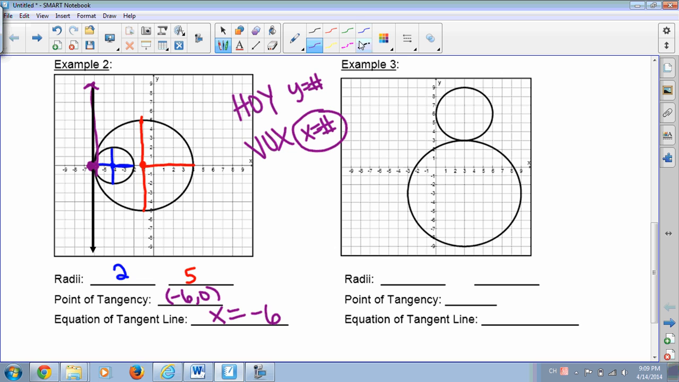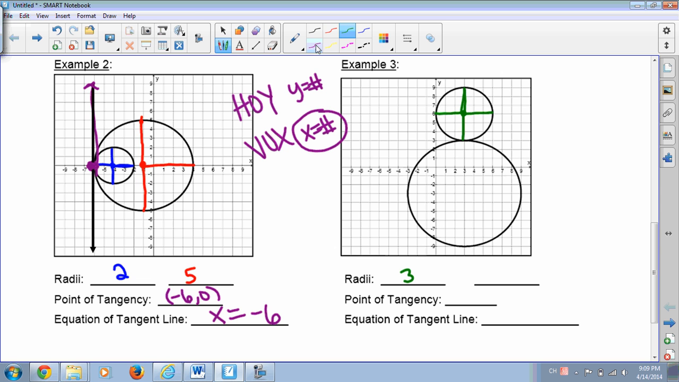Okay, same thing with example 3. We find the radius of the small circle. So here's the center of the small circle. We count and see the distance that the radius covers. 1, 2, 3, 1, 2, 3, 1, 2, 3, 1, 2, 3. So the radius of the small circle is 3.